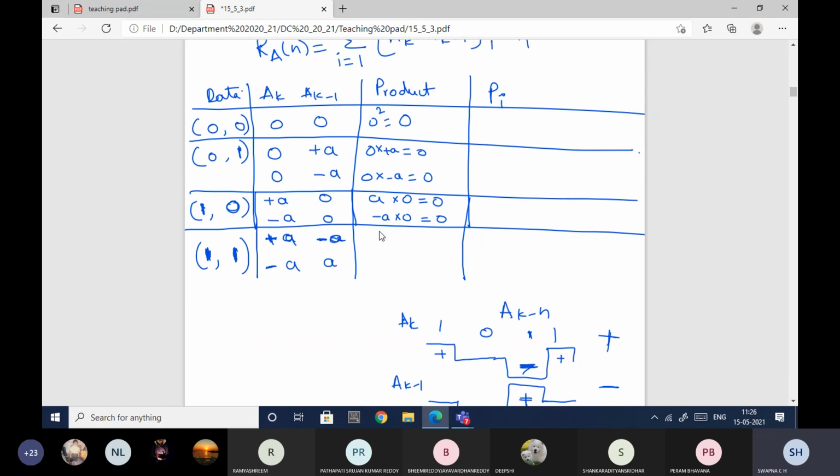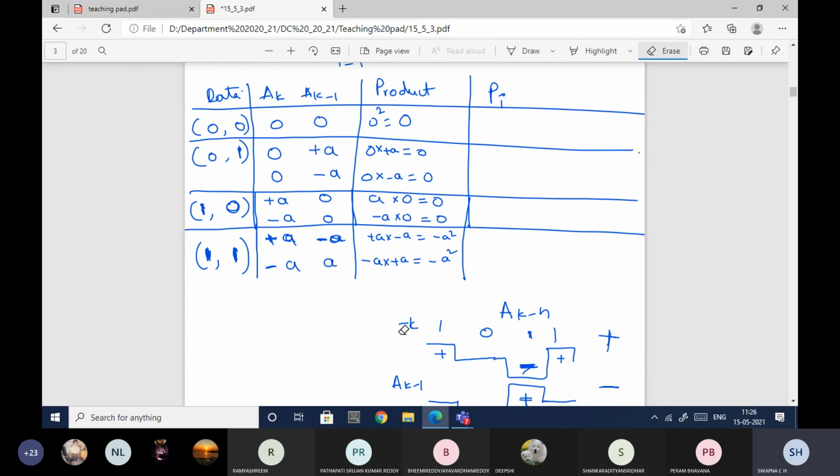Okay, so plus a, minus a, minus a. So what will be the product here? Plus a into minus a, it will be minus a square, minus a into plus a, it will be minus a square. Okay, so can you tell me how many number of events occurred here? How many number of events occurred?